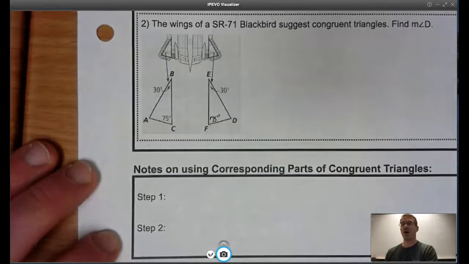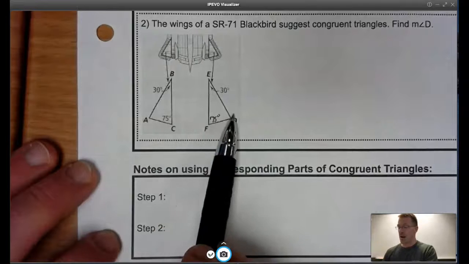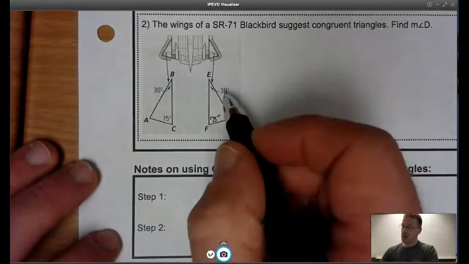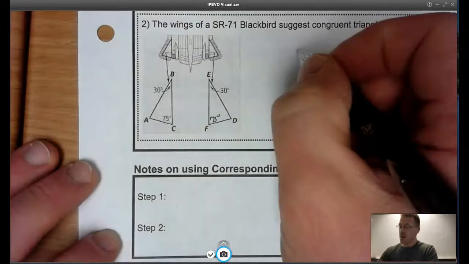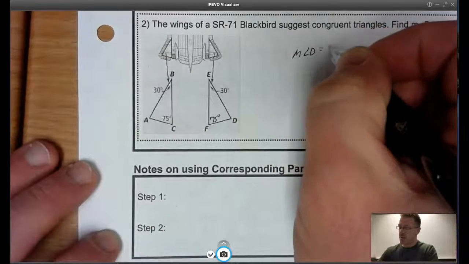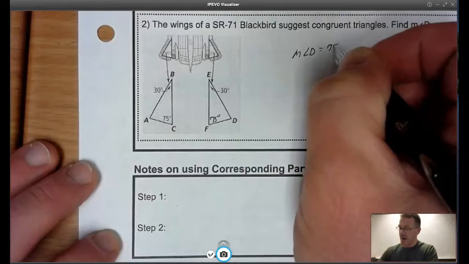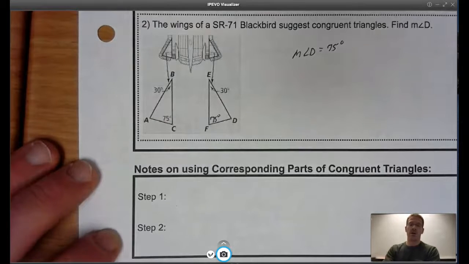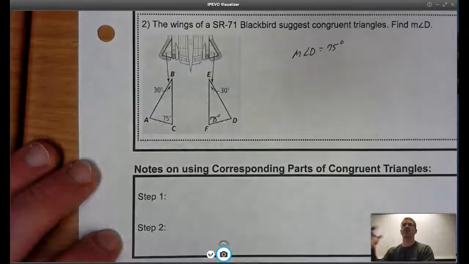And what we know is all three angles in a triangle have to add up to 180 degrees. These two are 105 together, so the measure of angle D would have to be 75 degrees as well to get us to 180. Hopefully that gets you understanding what we mean by those corresponding parts being congruent.